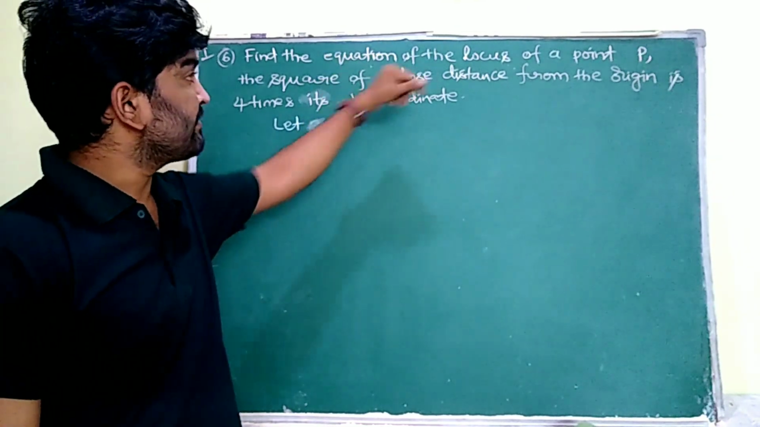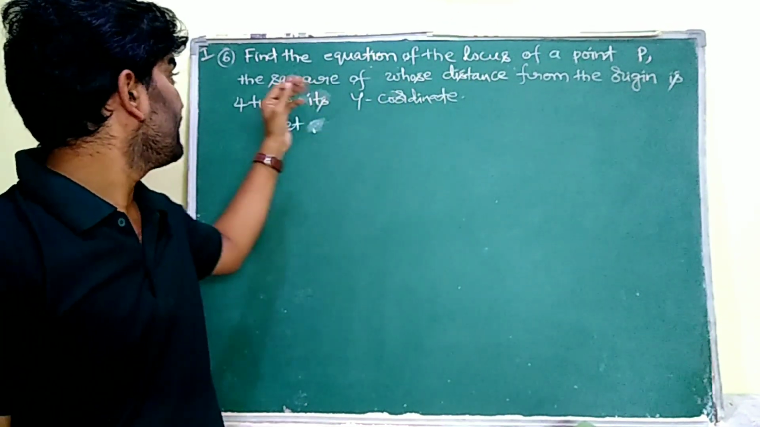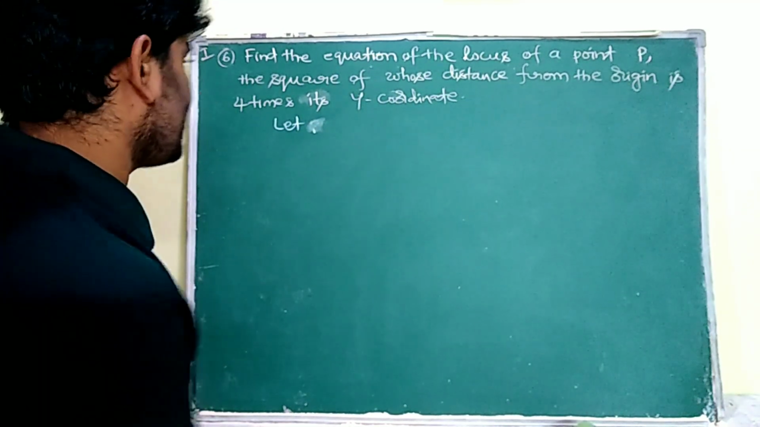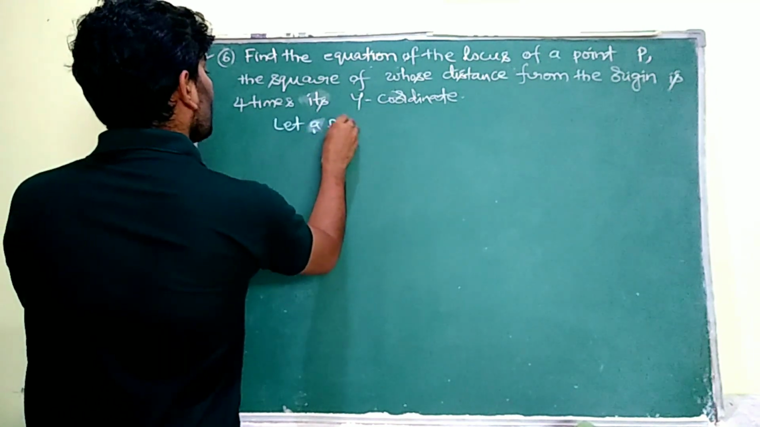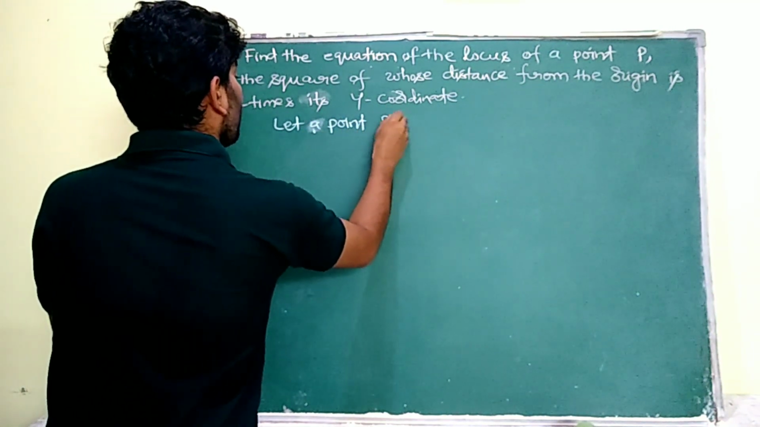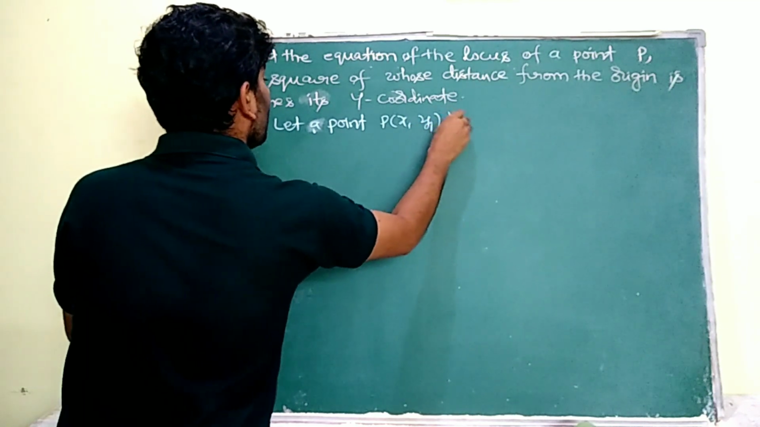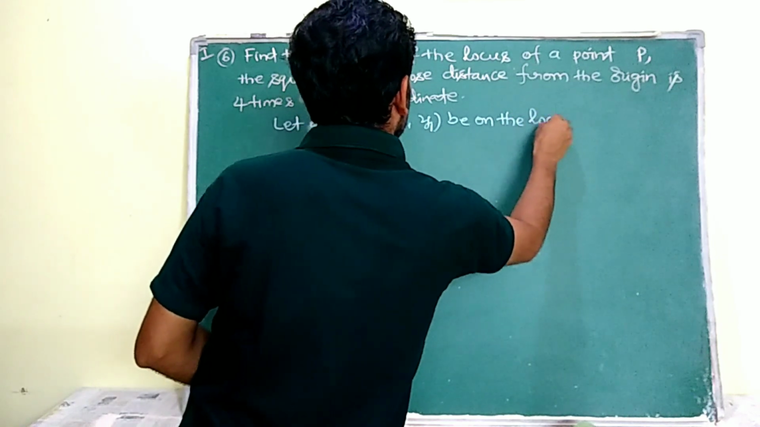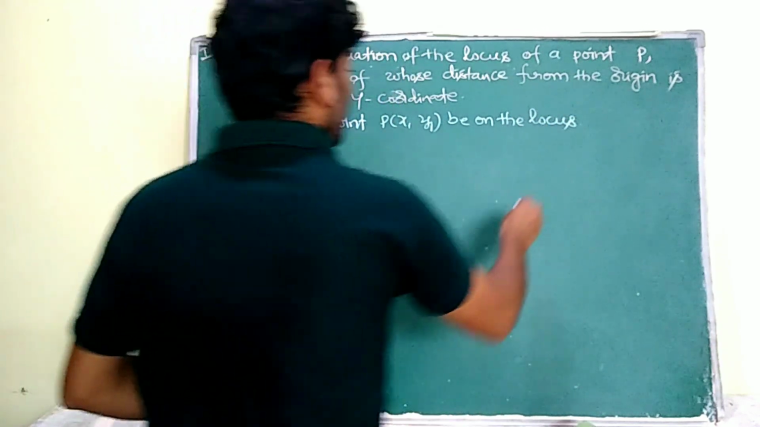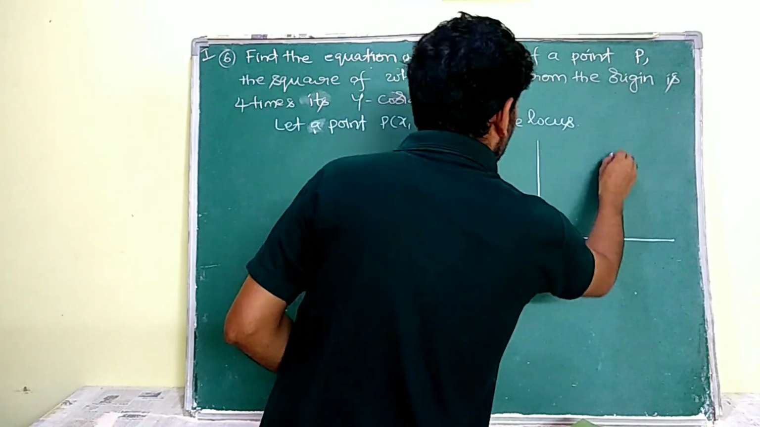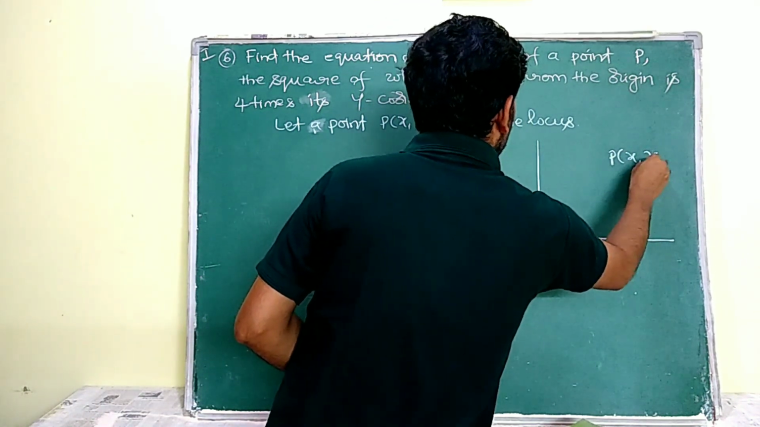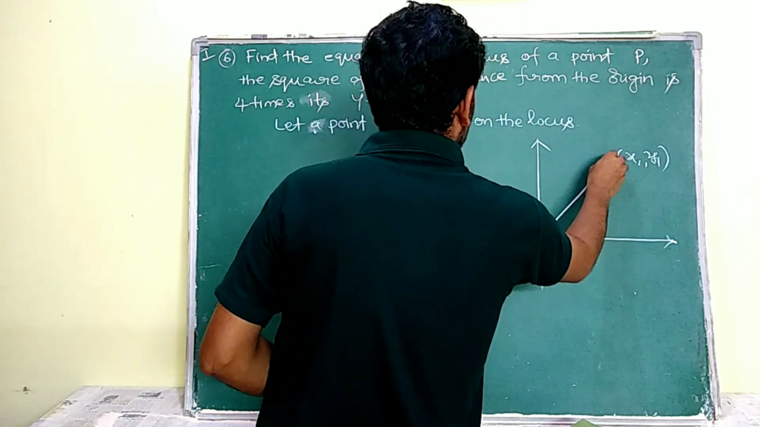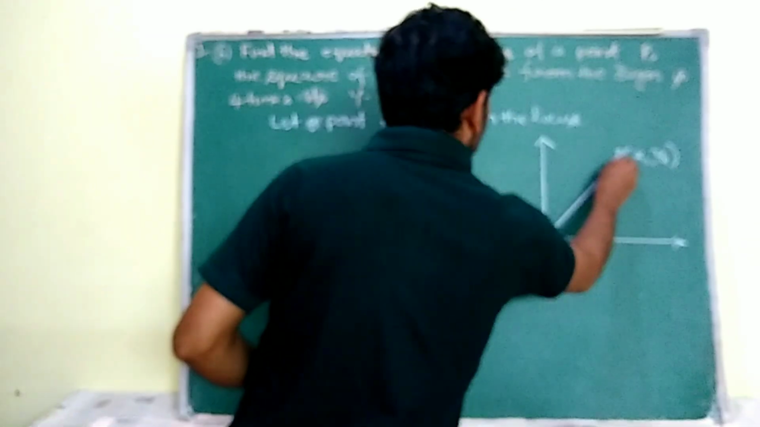Find the equation of the locus of a point P, the square of whose distance from the origin is 4 times its y coordinate. Let a point P(x1, y1) be on the locus. Now you have to plot the point P(x1, y1) on the coordinate plane. The distance from the origin to this point P is 4 times its y coordinate.